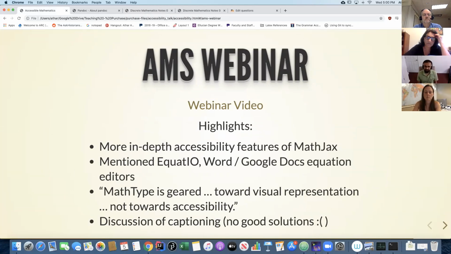accessibility, and they mentioned a lot of other things that I'm not really getting into. They did mention a few other options that people use, like Word and Google Docs equation editors, and if you did use those, you can very simply convert to HTML with MathJax if you need to. So the moral of that story was just hold on to your original sources and convert later if you need to, right?